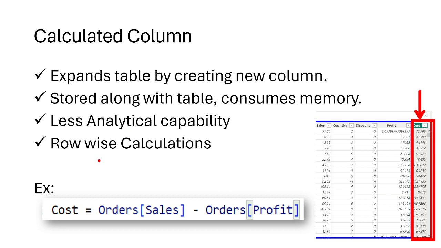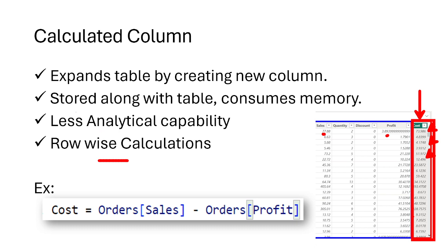But when you need some kind of row-wise calculation, so every individual order has a sales and a profit, I just want to know what the cost is for every individual order. I want to know which orders have given me the highest cost, the lowest cost. If you want to get this kind of analysis, yes, you can go with calculated columns.